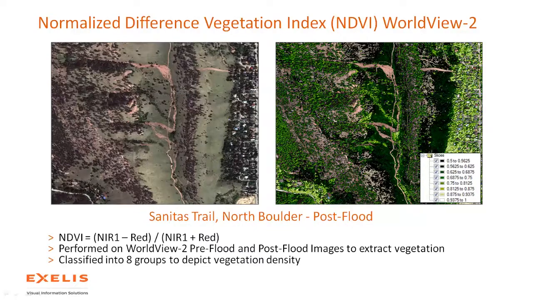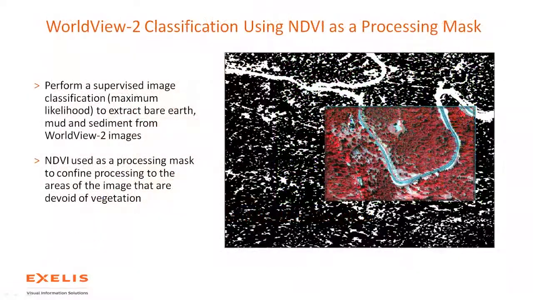The first step for this method was to delineate vegetation within the pre-flood and post-flood images. This was done by applying the normalized difference vegetation index to the scenes. The reasoning here was that if a pixel contained vegetation both before and after the flood event, then we can safely assume that it was not influenced by the landslides. The next step for this method was to perform a maximum likelihood supervised classification using the NDVI results to mask out areas of the image that were covered with vegetation.